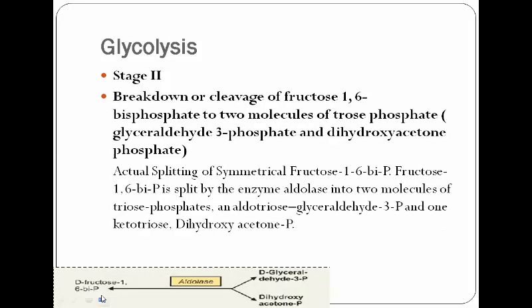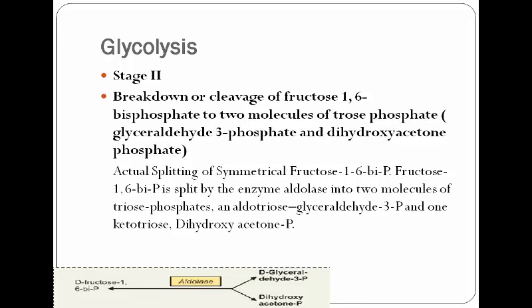Now stage 2. In stage 2 of glycolysis, the cleavage of fructose 1,6-bisphosphate occurs to form two molecules of triose phosphate, glyceraldehyde 3-phosphate and dihydroxyacetone phosphate, in the presence of the enzyme aldolase. So the symmetrical fructose 1,6-bisphosphate is split down.